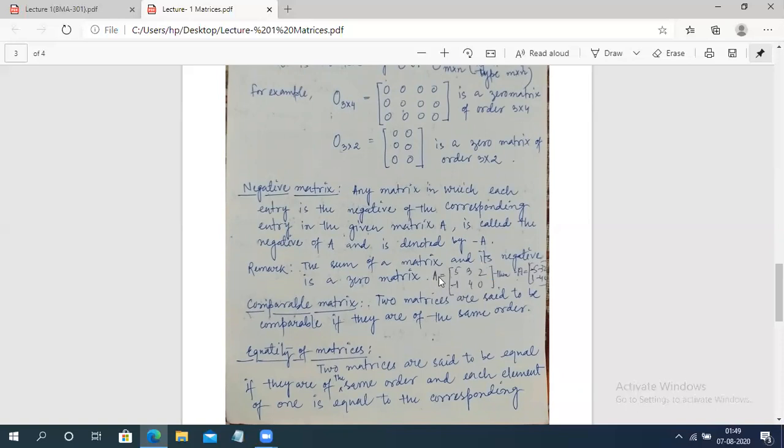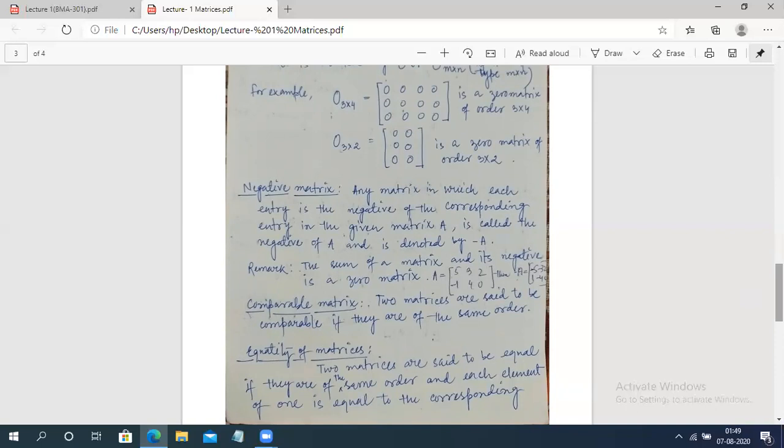If we are writing the negative of A, that means minus A, all the elements will be changed with a negative sign, that is minus 5, minus 3, minus 2. It is already minus, so it will be plus 1, minus 4 and 0.